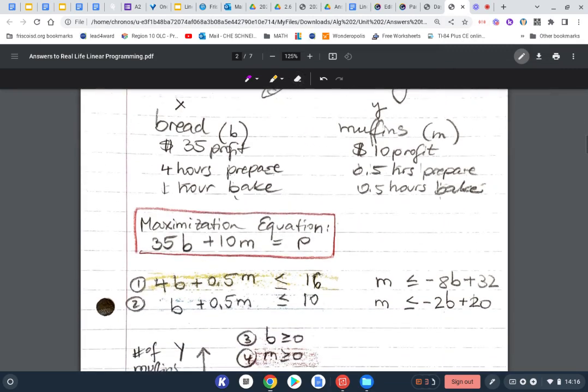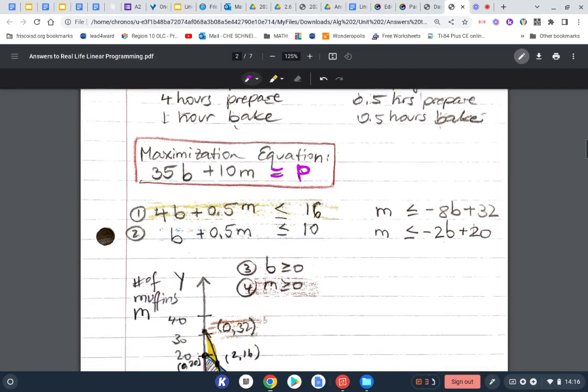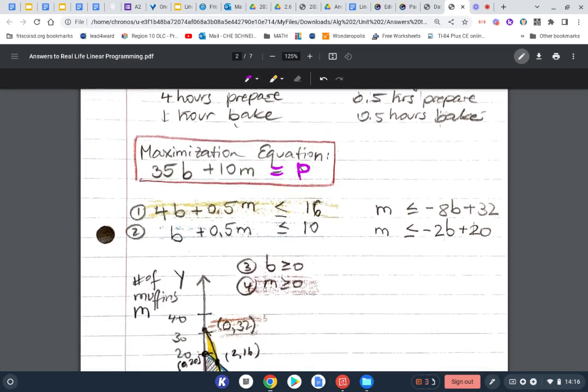Then you're like, okay, what's my maximization equation? In this case, once again, largest profit. That's why I use the letter P right here. Now, let me tell you this. That's the only equation that you have when you're working with linear programming. That's your optimization stuff. Other than that, you really have inequalities. And based on the word problem, you'll set that up.